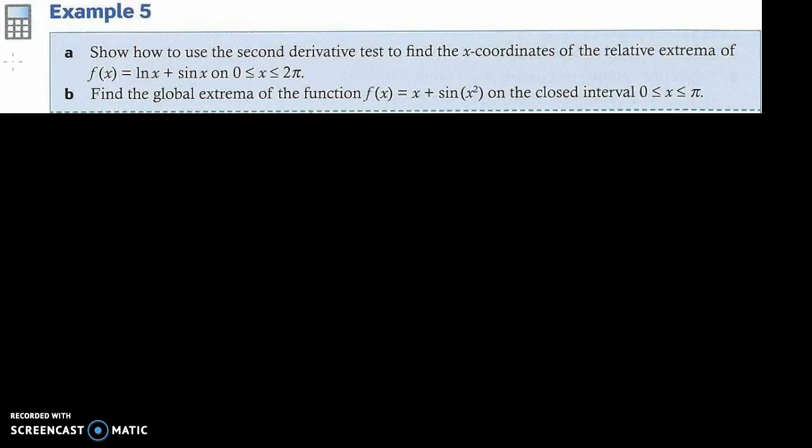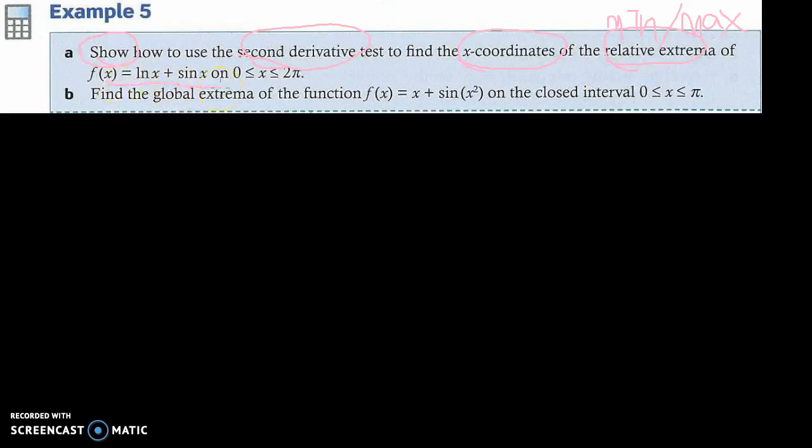So for 5A, they want us to show how to use the second derivative test to find the x coordinate of the relative extrema. Relative extrema means either the minimum, the min, or the max. All right. Sorry about the bad handwriting. I'm writing this with the mouse, and my f of x is this.